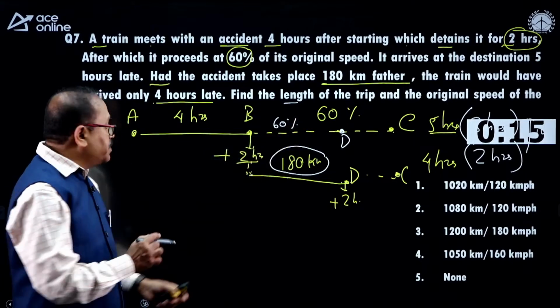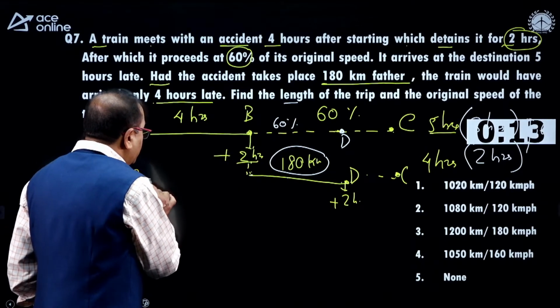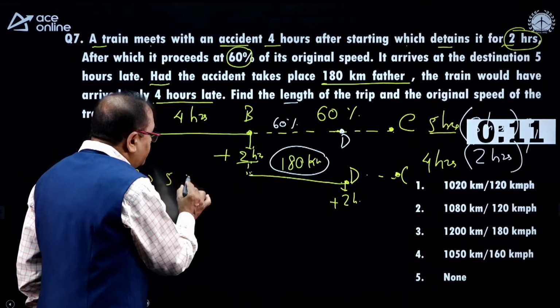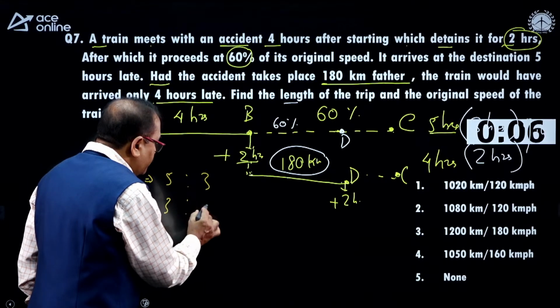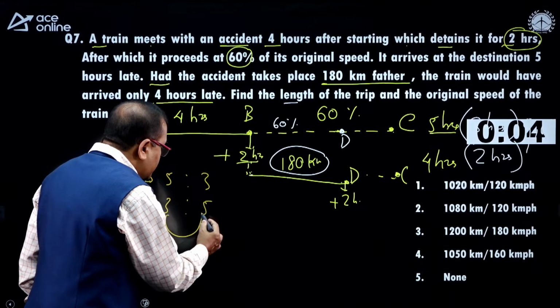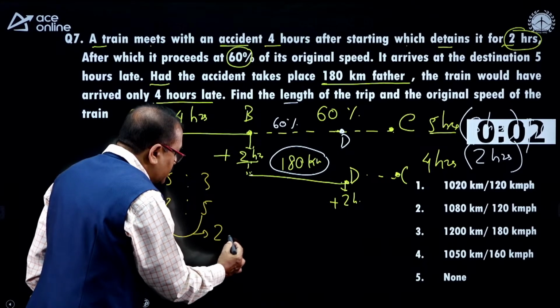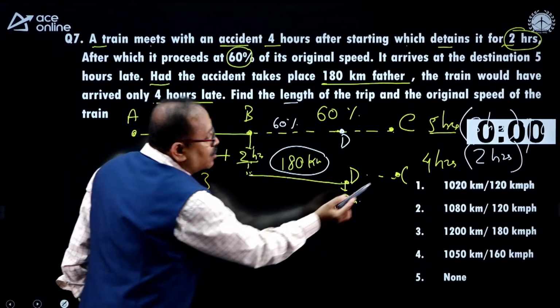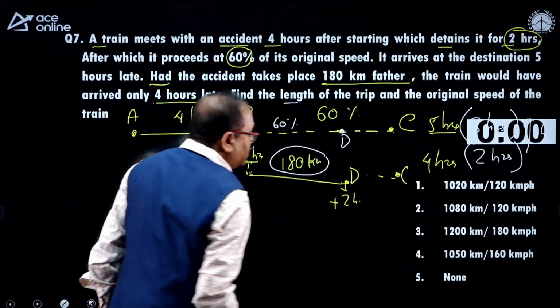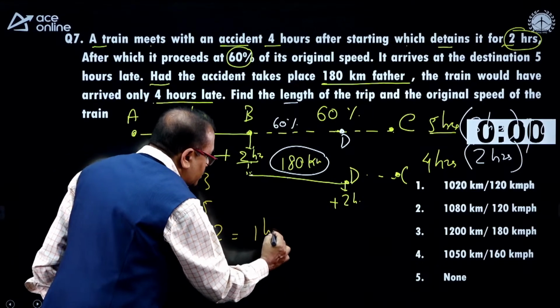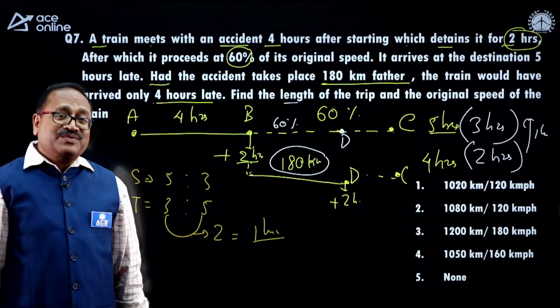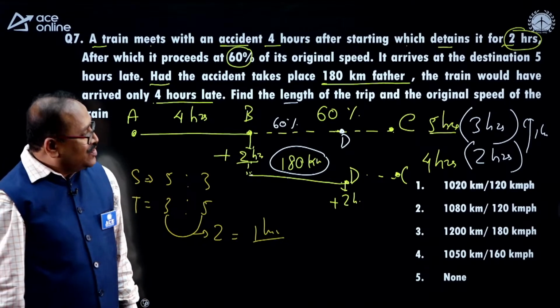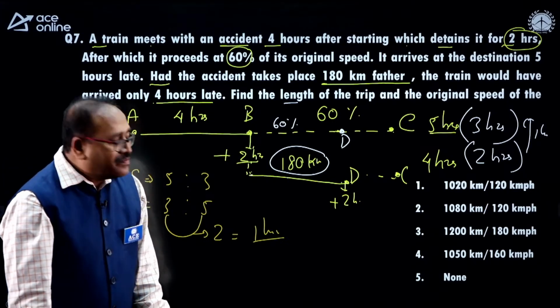100% speed and 60% speed. What is the speed ratio? The speed ratio is 5:3. Then the time ratio is 3:5. How many parts extra time? 2 parts extra time. And how many hours extra? Here 1 hour extra. I gave enough clue to you. Okay, your time is up.